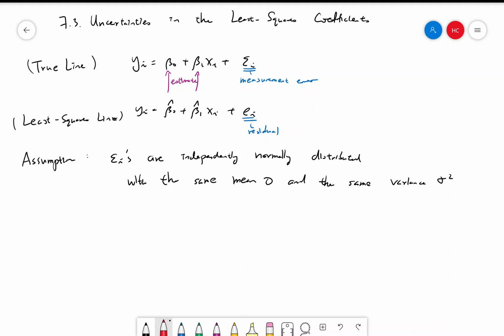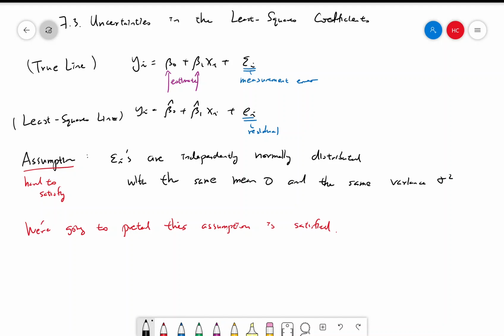So technically, this is a really hard assumption to satisfy. For the purposes of practice, from now on we're going to pretend this assumption is satisfied. In reality, there's no way. This is a very strict assumption. But without this assumption, we can't do anything. So we're going to pretend this assumption is automatically satisfied. Then we can do uncertainties with beta 0 and beta 1.